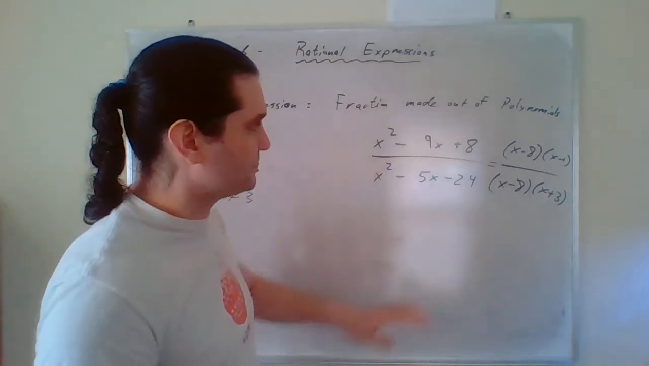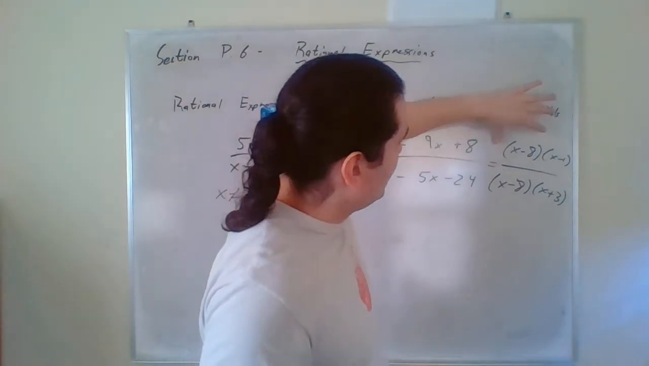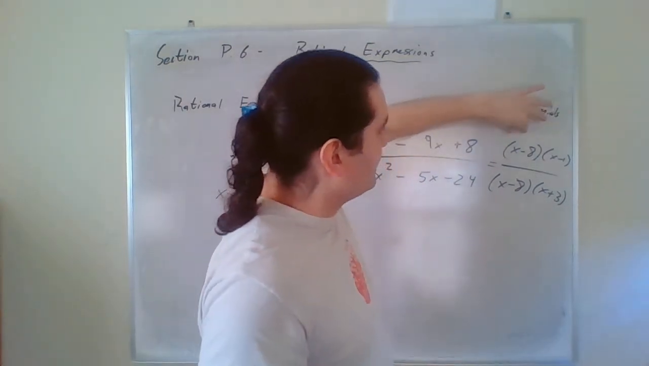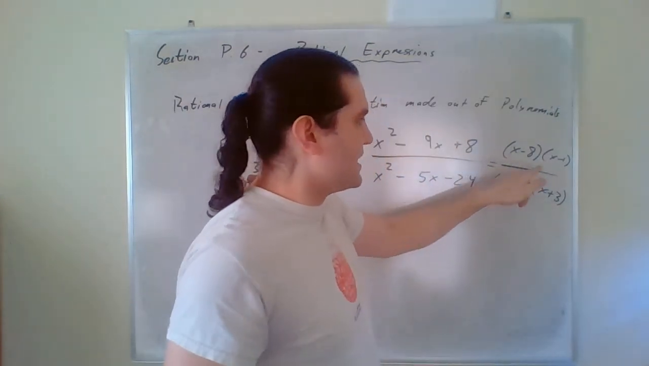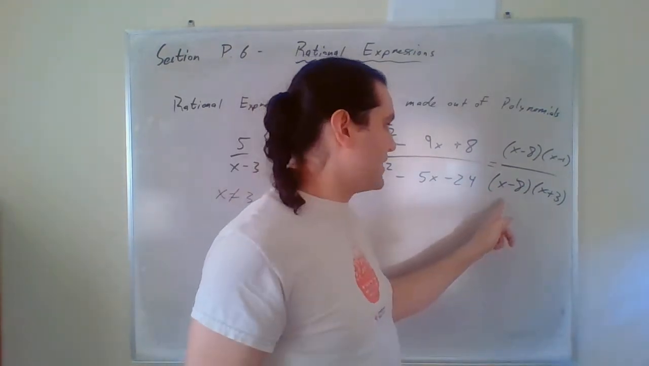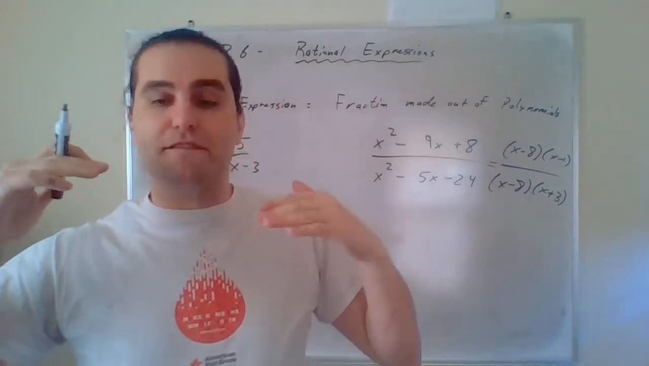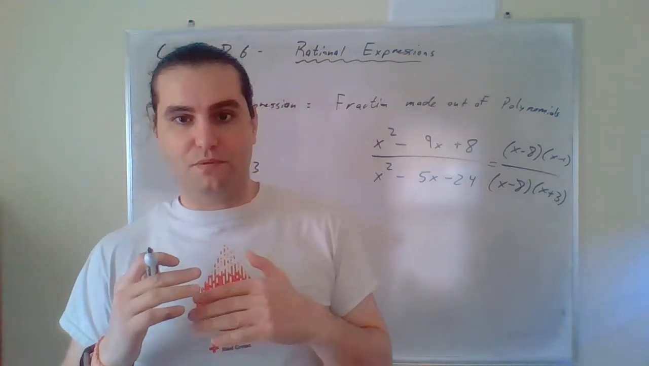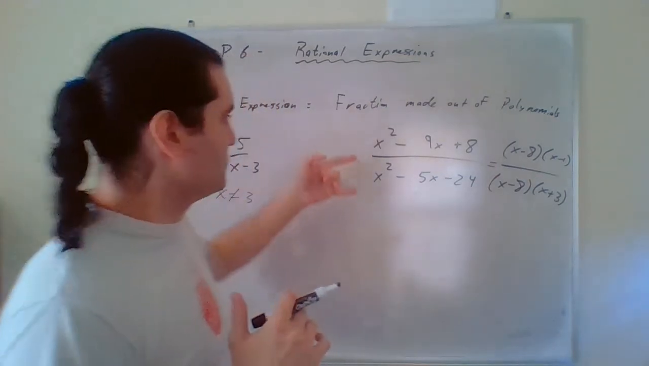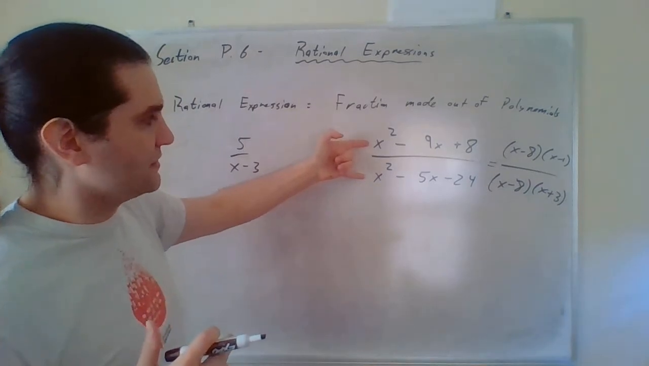You can cancel multiplication relationships with division, and that's one of the big reasons that we want to factor things. Because once it's factored, we have an x minus 8 factor and an x minus 8 factor on the top and the bottom. Factors cancel with division. Terms do not.